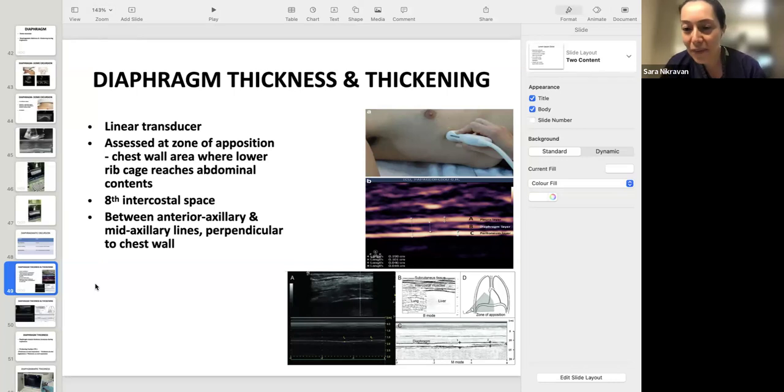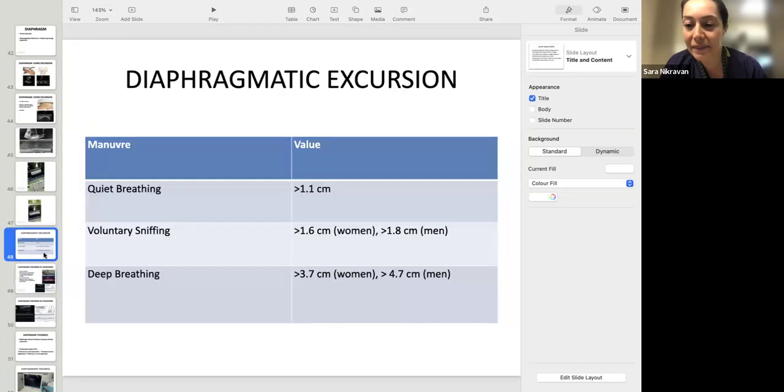Thanks, Kapil. We have another question. What is the significance or differential of thickened diaphragm? How can that help you? Thanks. So why does it even matter? Why are we looking for a diaphragm that's thickening?